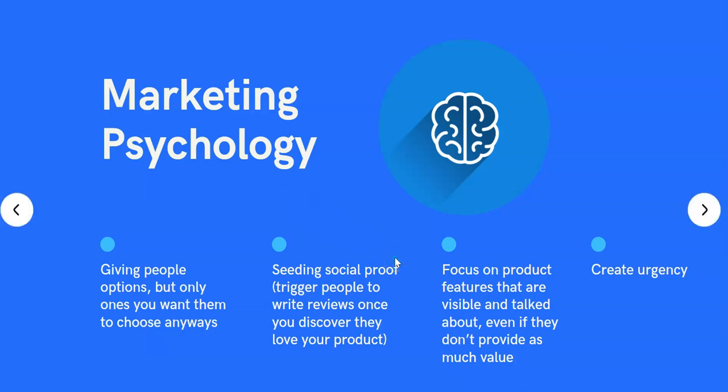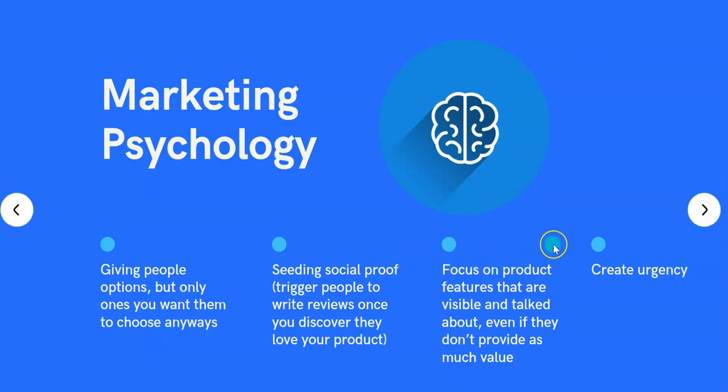Another example is seeding social proof. So for example, what you may have is some sort of trigger in your product or on your website that prompts people to write reviews, but only when you've already discovered that they actually love your product. So for example, you could have a quick survey or a pop-up that just says, do you love our product? Yes or no. And if they say yes, then you funnel them to write a review. If they say no, then you get them to contact your customer support team or something like that.